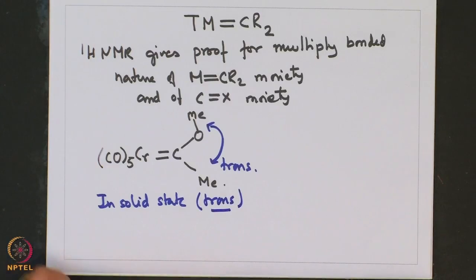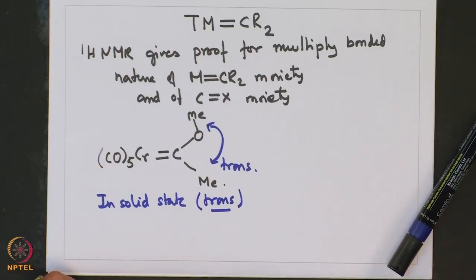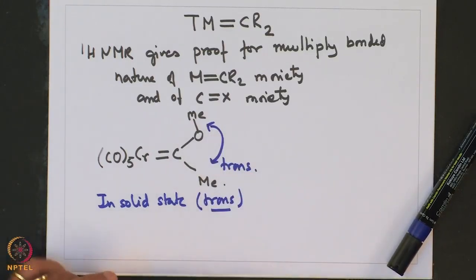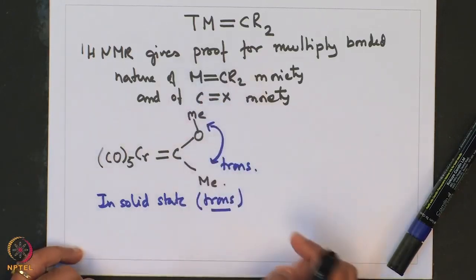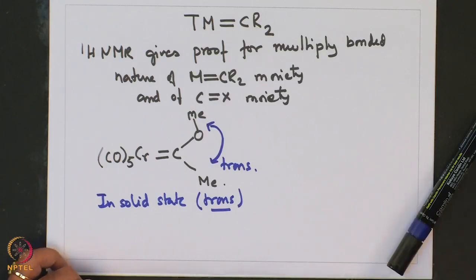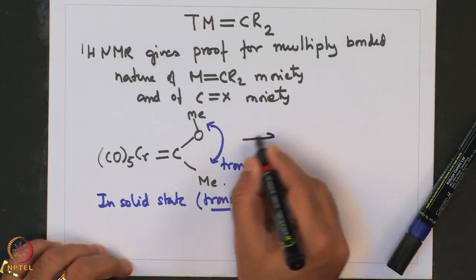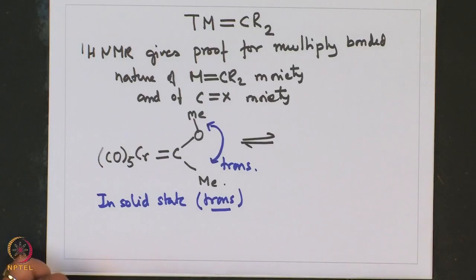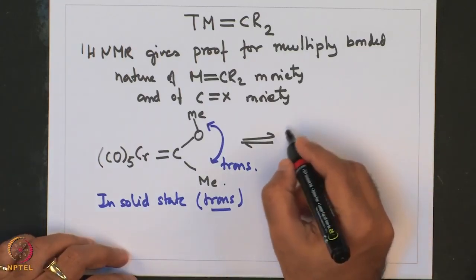The trans form prevails, and as a result, if one were to record the proton NMR of these compounds, there are two types of methyl resonances. One is the methyl, another is the OMe, and for OMe there is only a single resonance in the trans form, whereas in solution this compound exists in both the cis and the trans form, and that equilibrium can be given as this.